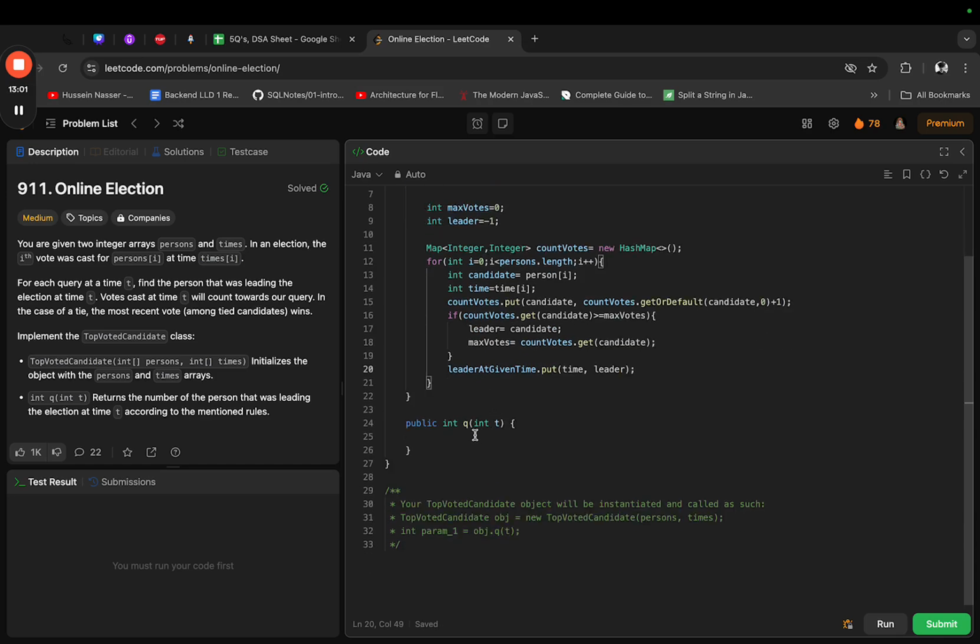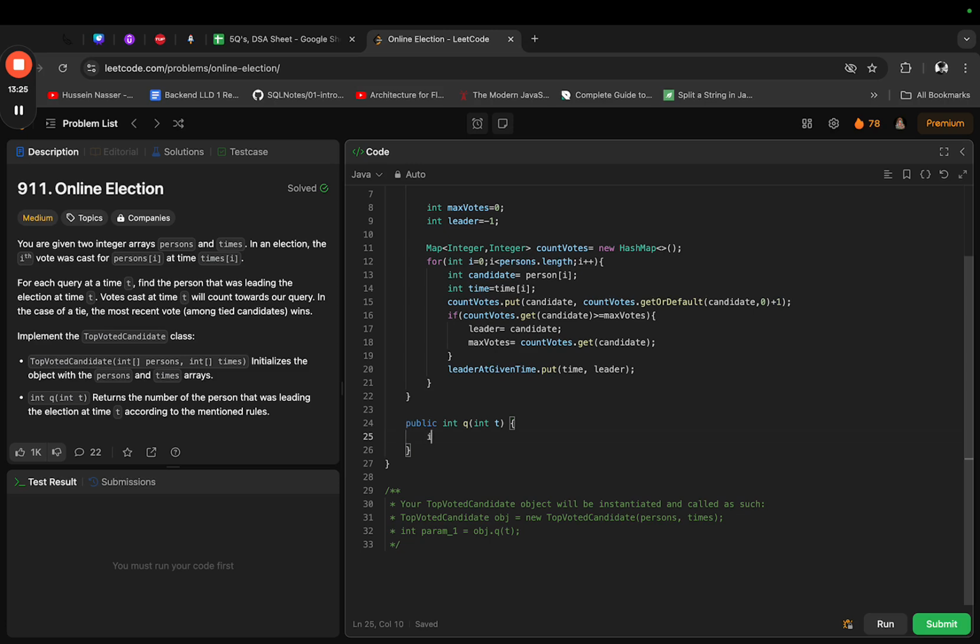So how do we do this? Generally it is mentioned that we need the person who is leading at a given time according to the rules. They are saying we have to iterate the times array, and at a particular time, whoever is leading, we have to return it. So we can do it in O of n with just transposing one array, but it can be done with a binary search, right?